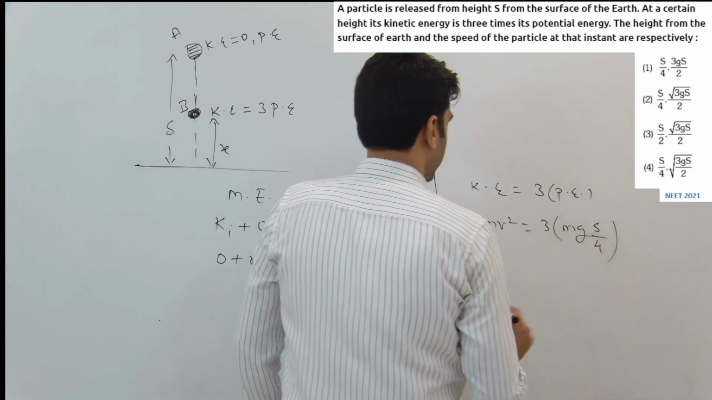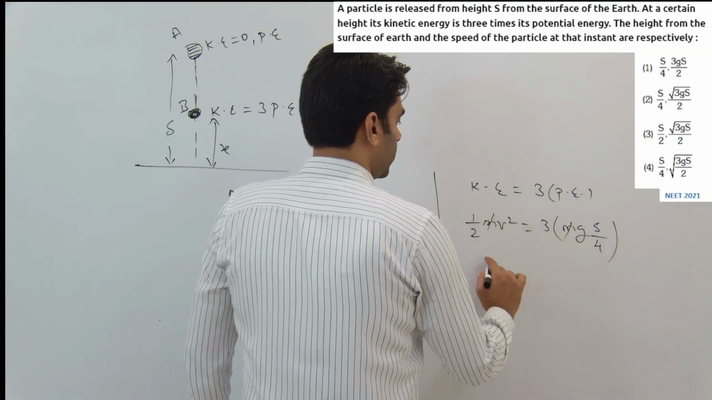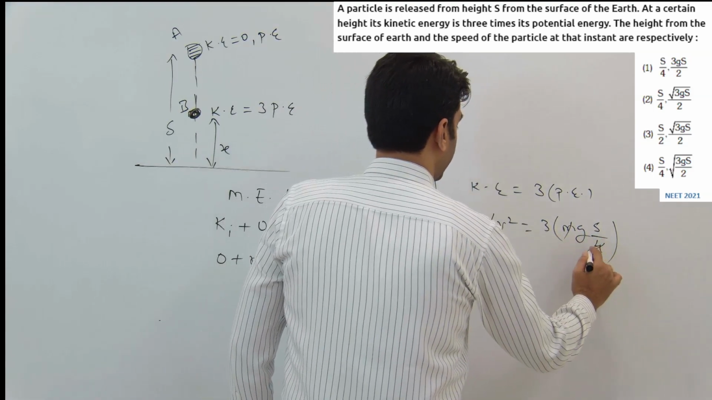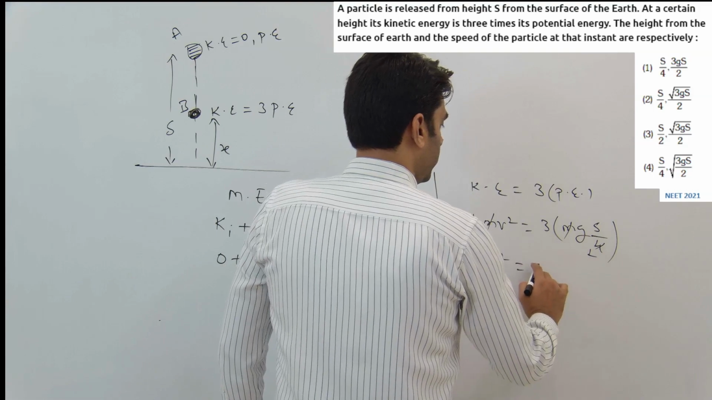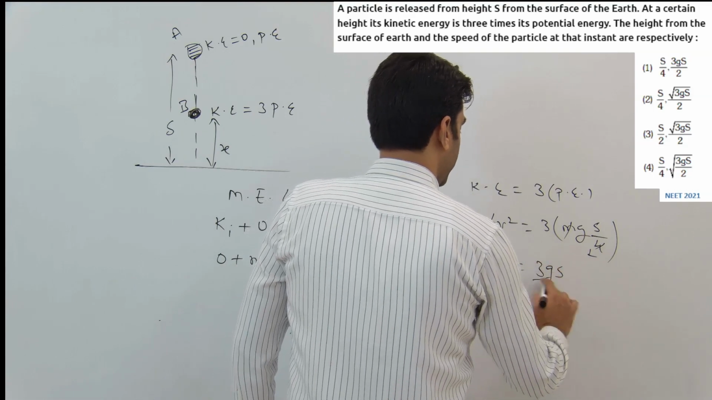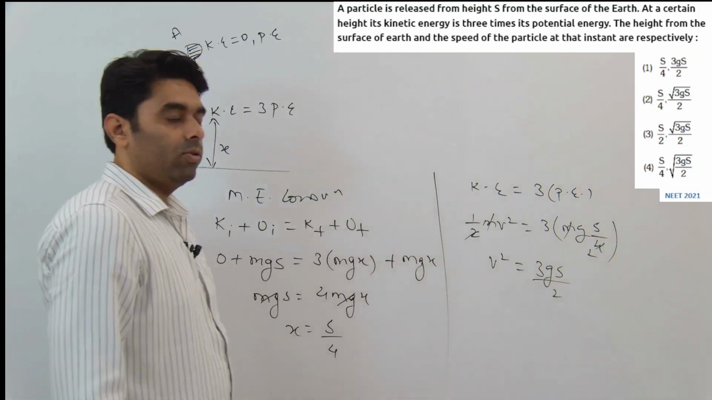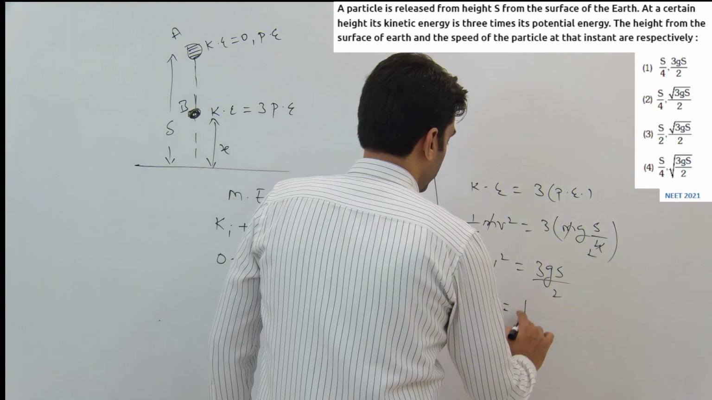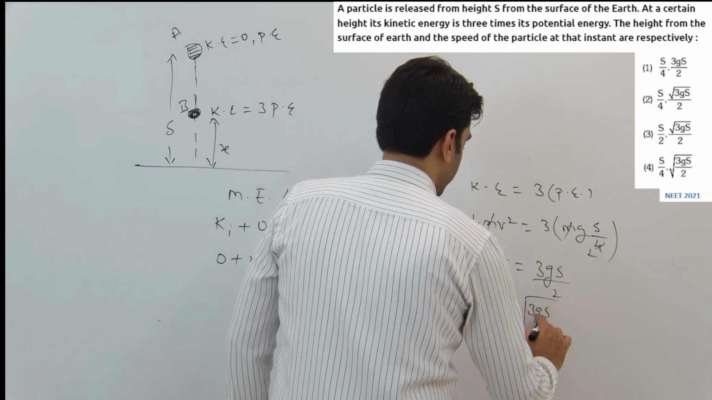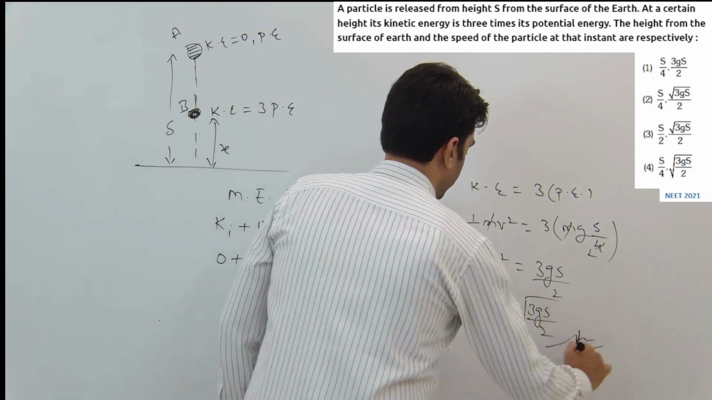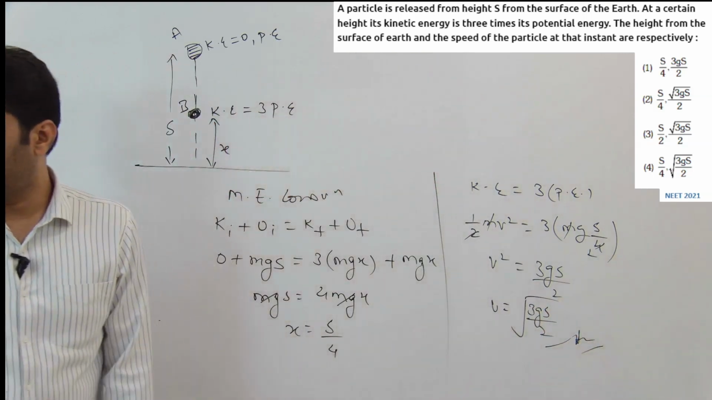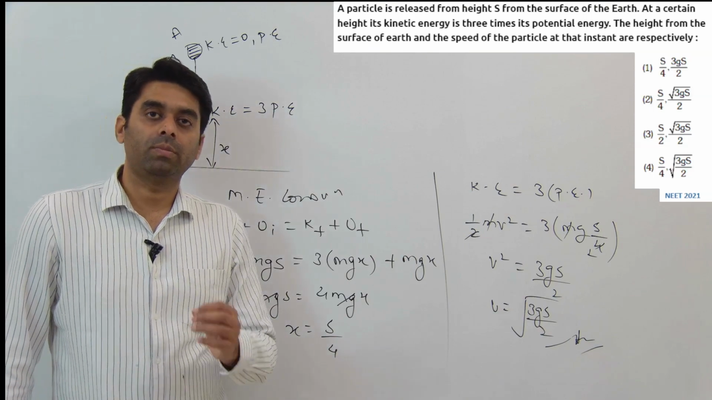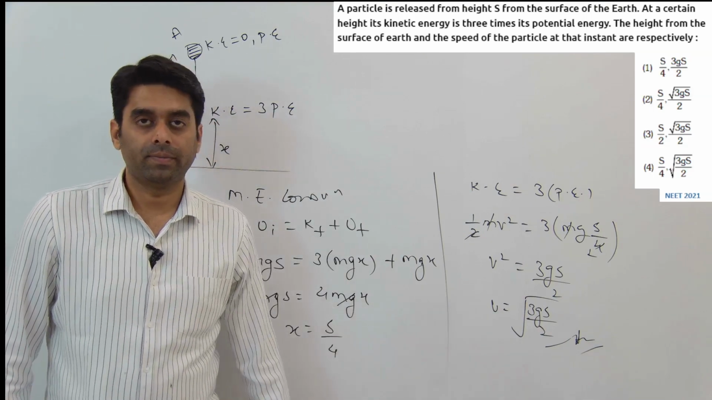So from this, m and m cancel out, and the v square value comes out to be 3gS by 2. So the v value will be root over 3gS by 2. This will be our answer. Which option do we have? Option number 4 is our correct answer.